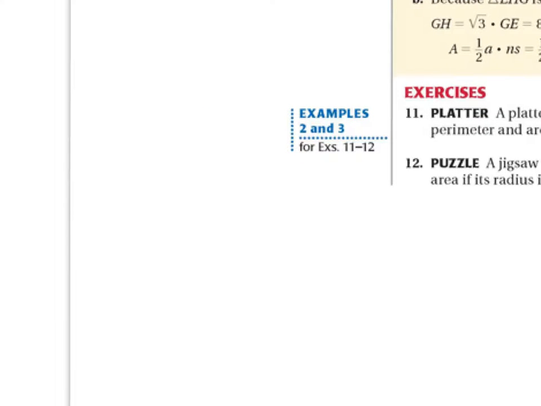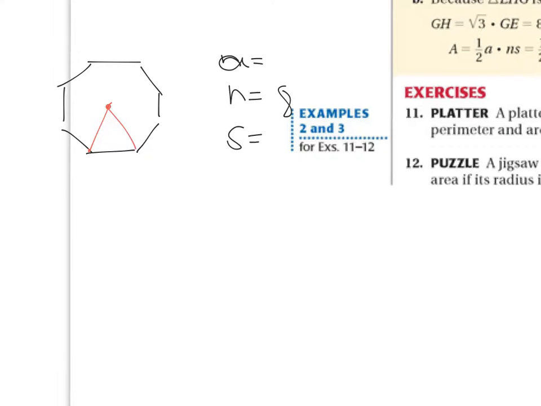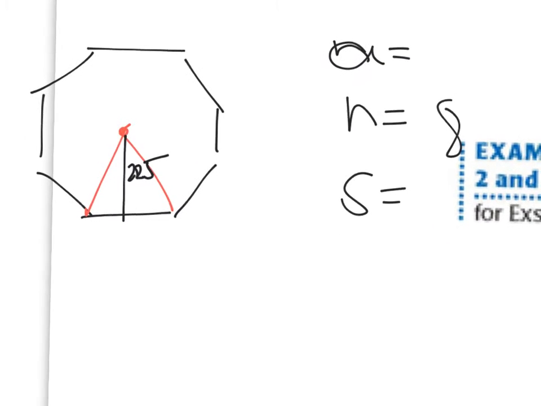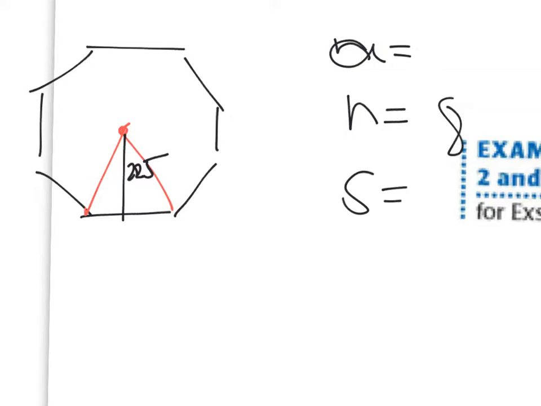So octagon, how many sides? 8. Okay. Central angle, 360 divided by 8 is 45. Cut it in half, 22.5. So that little triangle in there has 22.5, and it gave you the apothem, right? That's what it gave you. Apothem was 6.